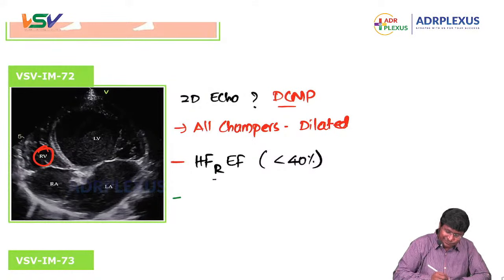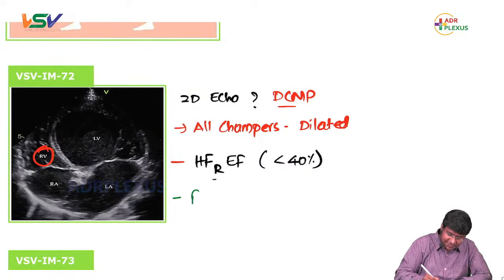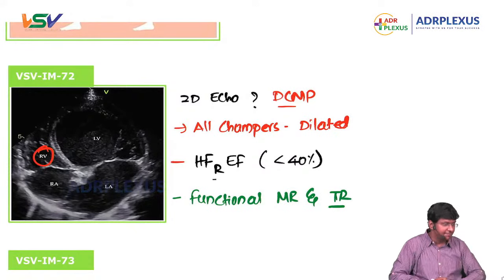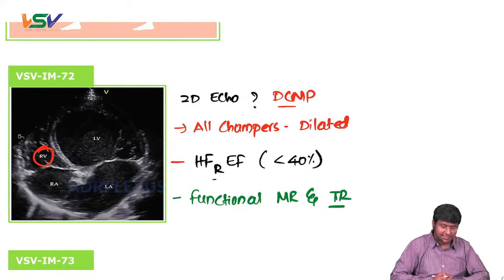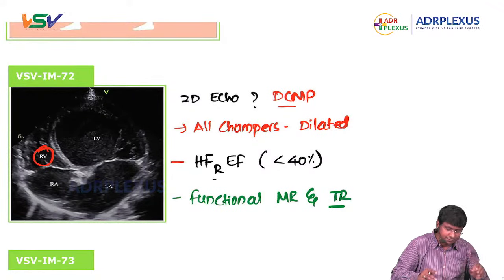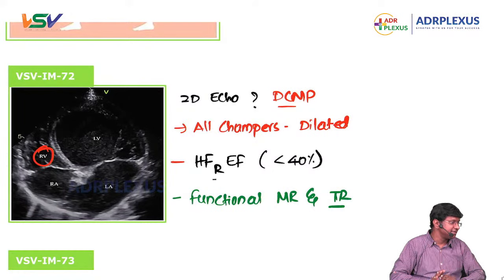Another important thing is these patients will also have functional MR and functional TR. That is another thing that you will see in patients with dilated cardiomyopathy whenever you do a 2D echo. So these will be the 2D echo findings in patients with DCMP.